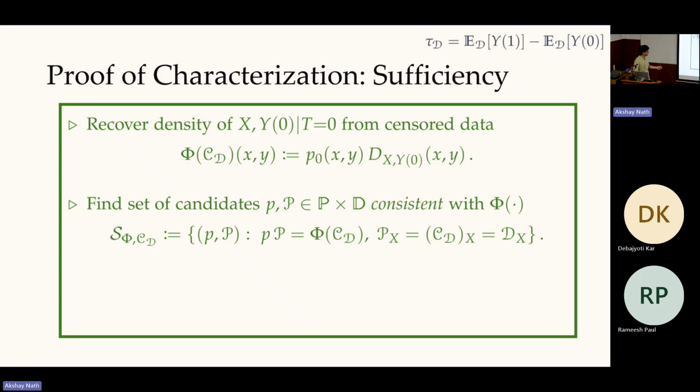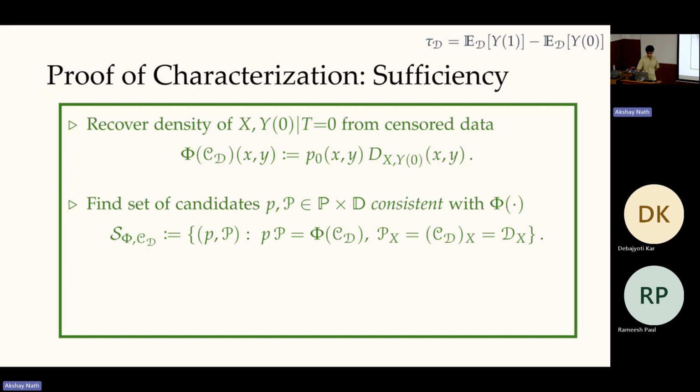Okay. Now I do the following thing. I want to look at just candidates P and capital P in my data distribution which are consistent with this marginal that I have found. So in particular, P0 and DXY0 should be in this set. That's the only thing I want to ensure. And then I check the following two things. This product of P and P, which is exactly this density, should match. And the marginal over X should match.